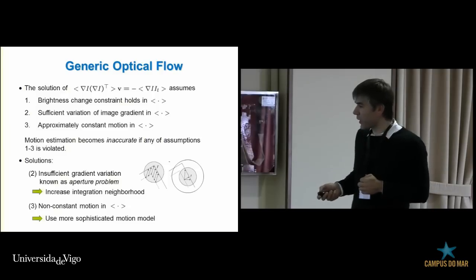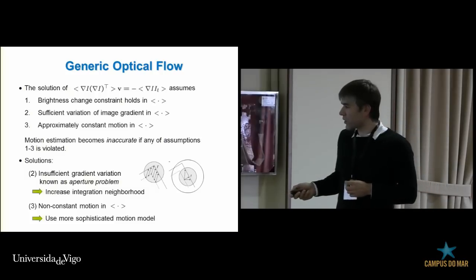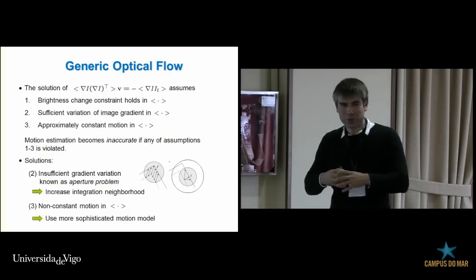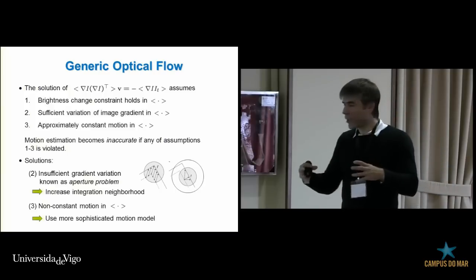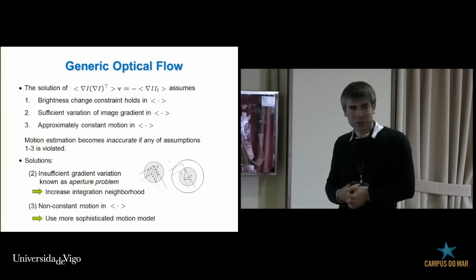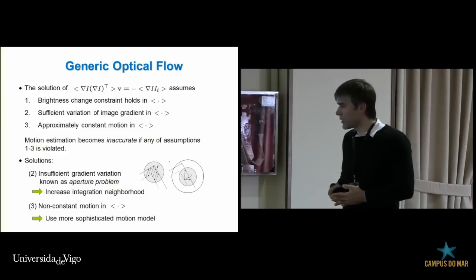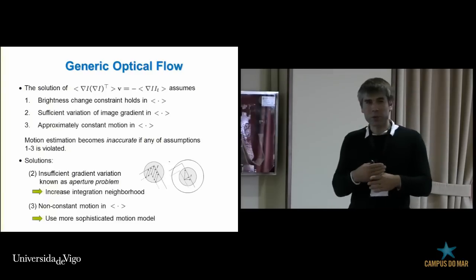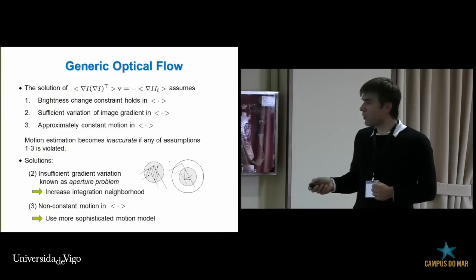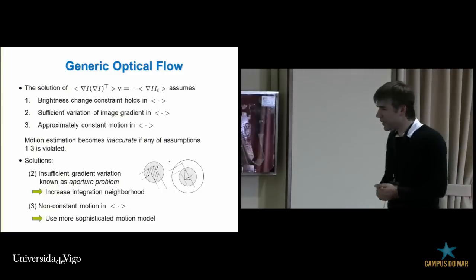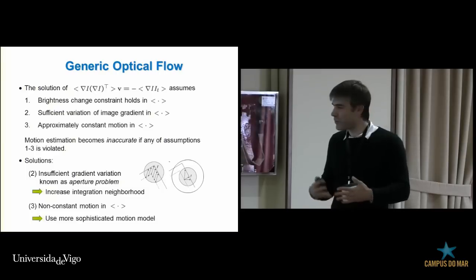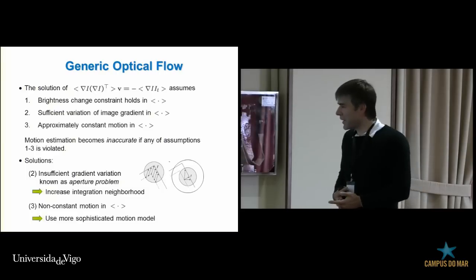Let's see where it breaks. If we have insufficient gradient variation, like here, this won't work, as we said. In this case, maybe we want to increase the neighborhood. Eventually we will find some corners and other structures in the image with a variation of gradient. However, the more we increase the neighborhood, the more likely it is that the velocity vectors in the neighborhood are not the same anymore, so we will violate the third assumption. So these are problems, as I said. Optical flow estimation is not a solved problem, and probably won't ever be solved completely.